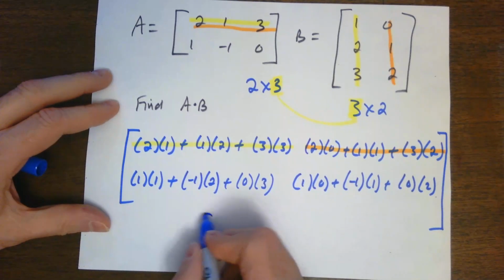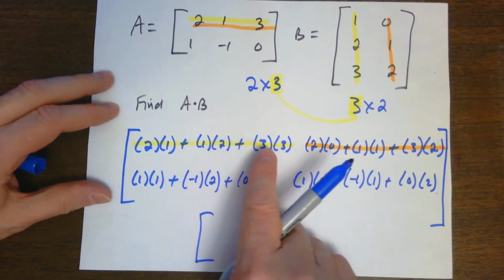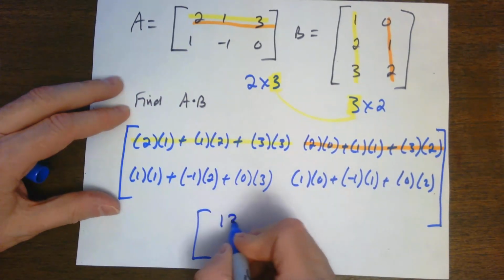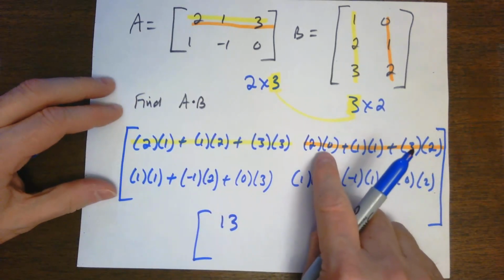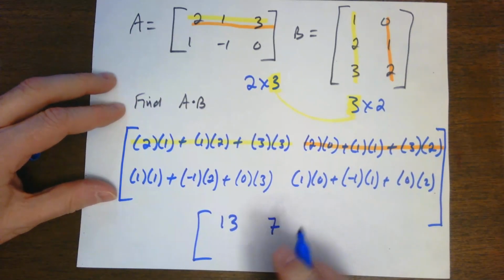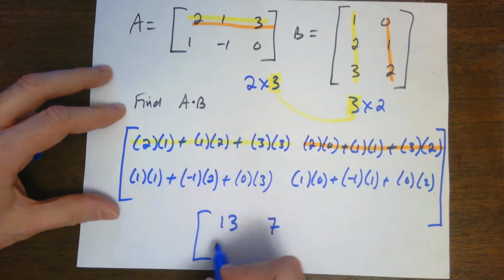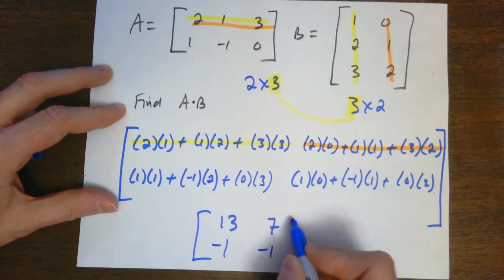Let's simplify this. I get 2 plus 2 plus 9. 2 and 2 is 4, and 9, I get 13. 0 plus 1 plus 6 is 7. 1 minus 2 plus nothing, 1 minus 2, negative 1. 0 minus 1 plus 0, negative 1.